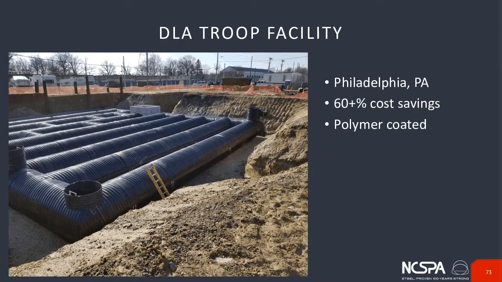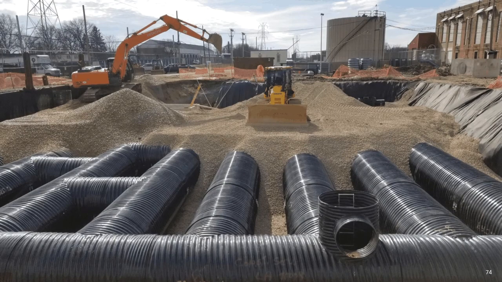And the final one we have here is a DLA troop facility outside of Philadelphia. So this particular system was in a pretty aggressive environment, so the polymer coated material was required. But the big selling point on this particular project is it was over 60%. I think it was about 64% on the cost savings from the original structure. So, I think it amounted to somewhere in the neighborhood of $350,000 on that particular project. So, these are very, very economical solutions in most cases. Here's one more picture of that installation.